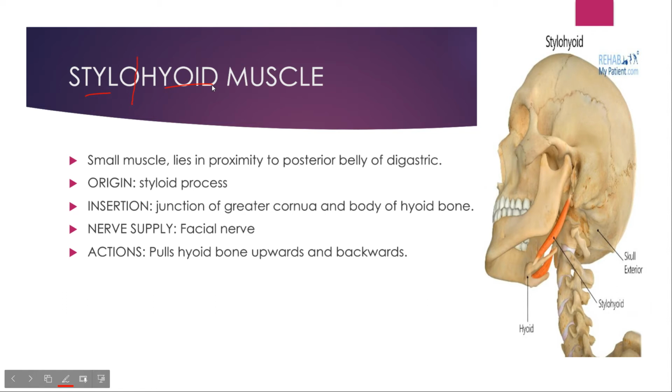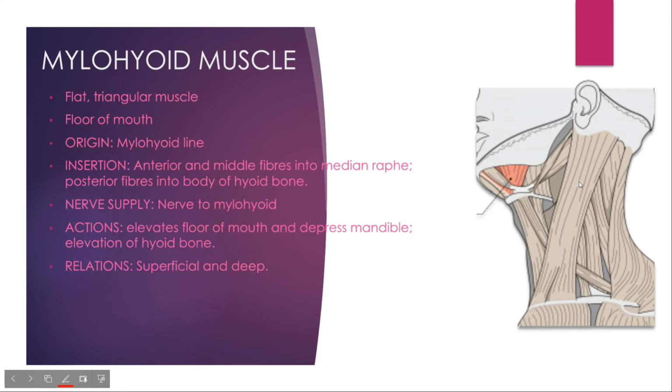It is supplied by the facial nerve and its action is to pull the hyoid bone upwards and backwards, and also with other muscles it fixes the hyoid bone. So these are the actions of the stylohyoid muscle. In this image we appreciate stylohyoid, that is, from the styloid process to the hyoid bone, at the junction of the greater horn and the body of the hyoid bone. So this is stylohyoid.